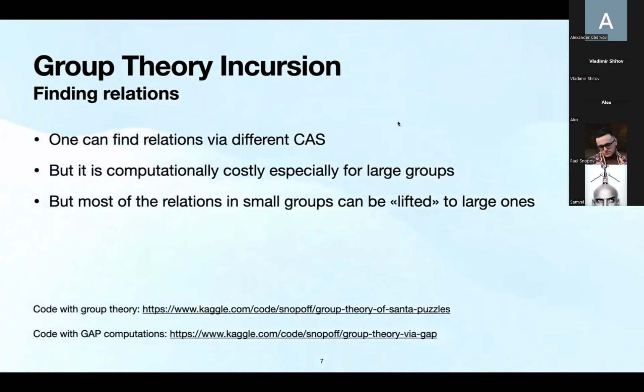So yeah, in my approaches, I was able to compute them for small ones, and in some of my notebooks, in the first one, I suppose I provided the list of all relations in the 6x6 group, I suppose, or 7x7.